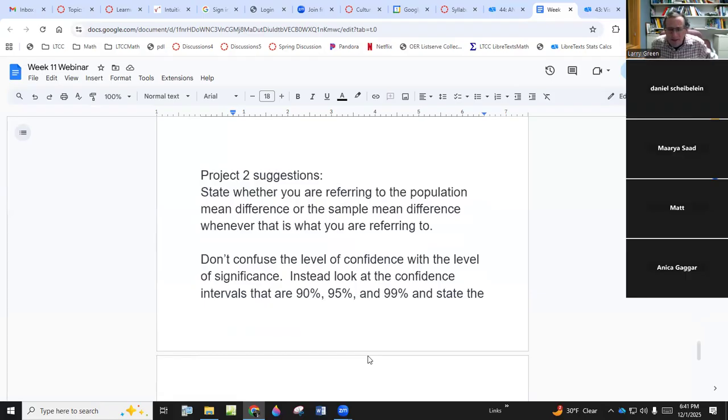Okay. I want to remind you that the big thing this week, other than ANOVA, is going to be Project 2. So I want to mention the most common suggestions I make, the most common things that people leave out, or mistakes.